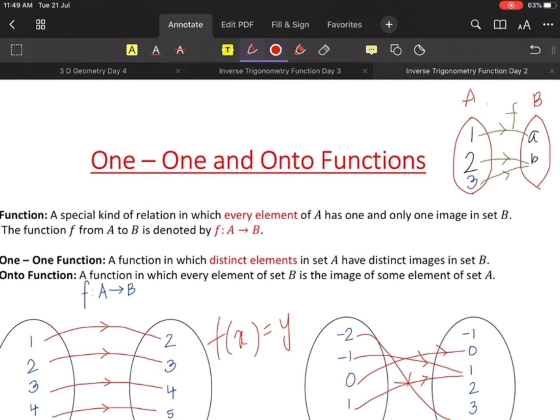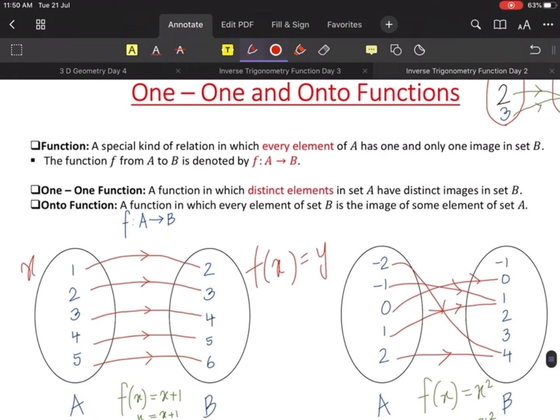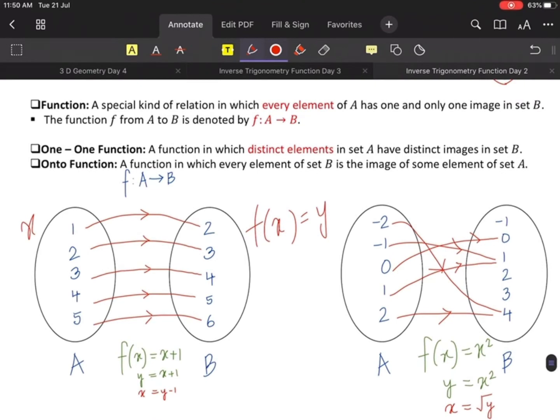Am I clear? So you see, element 1 has one image, element 2 has a different image, element 3 has a different image, element 4 has a different image. So if different elements of set A have different images in set B, then we can say that function is one-one. Am I clear? Okay, understood? Now you can see the clear picture of it. So 1, 2, 3, 4, 5, and here their different images are 2, 3, 4, 5, 6. So that's our one-one function.